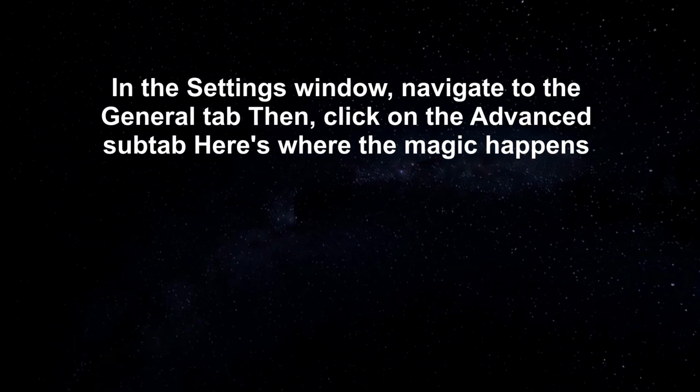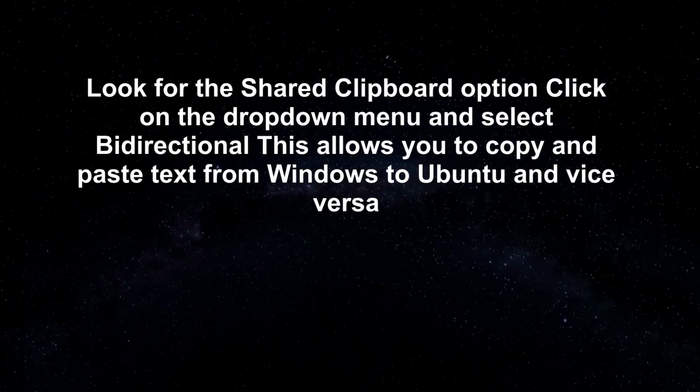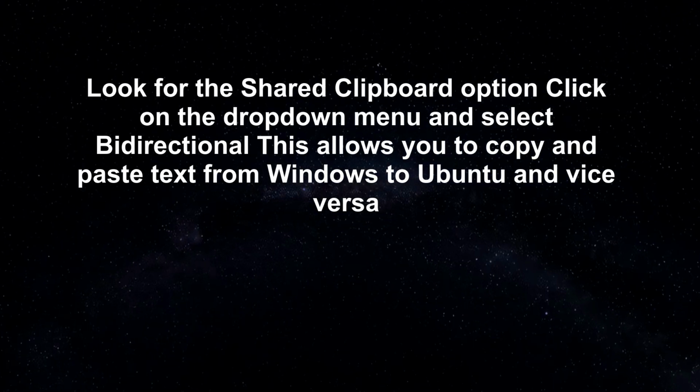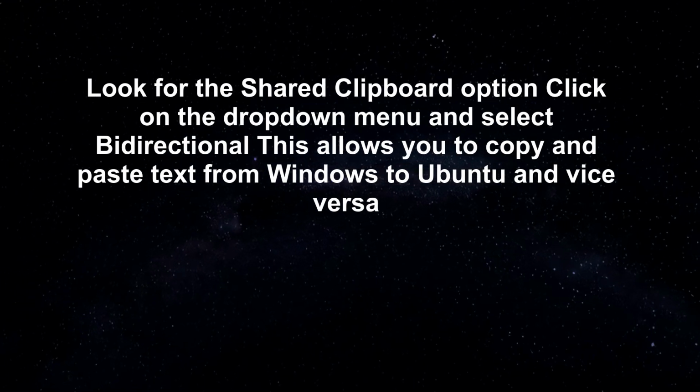Here's where the magic happens. Look for the Shared Clipboard option. Click on the drop-down menu and select Bidirectional. This allows you to copy and paste text from Windows to Ubuntu and vice versa.